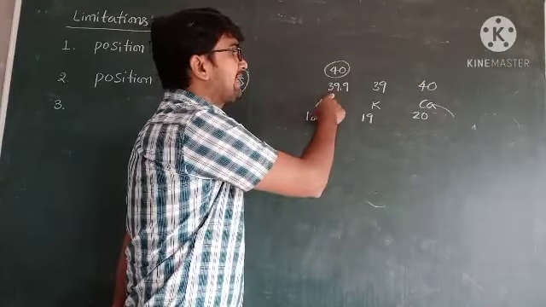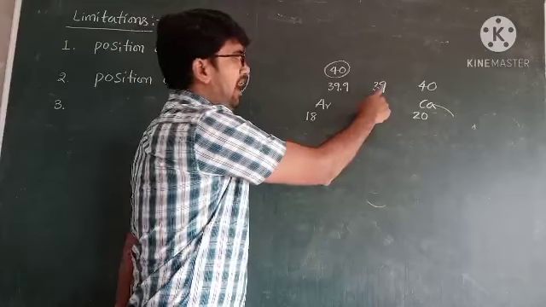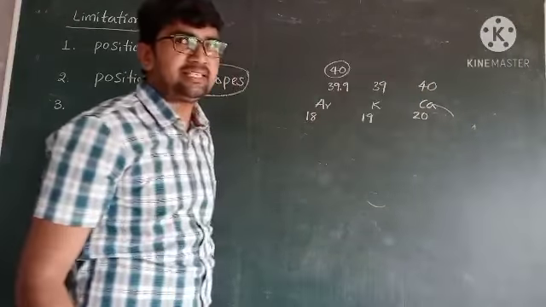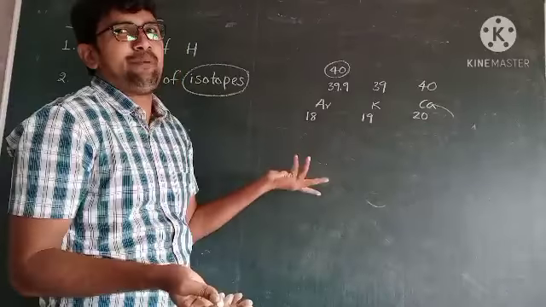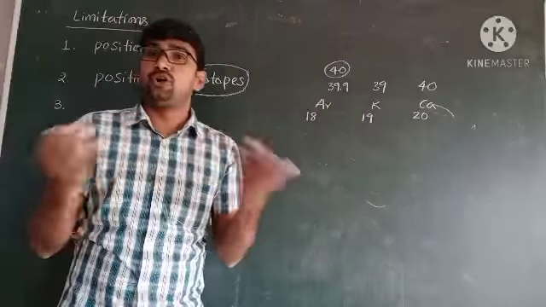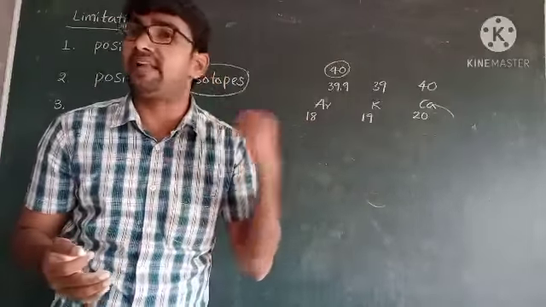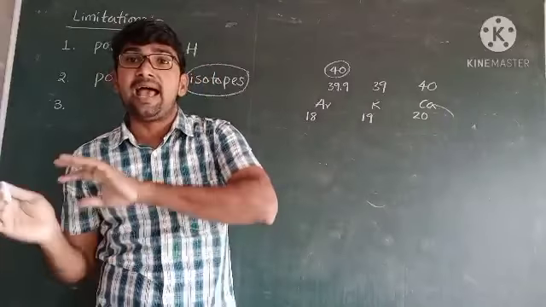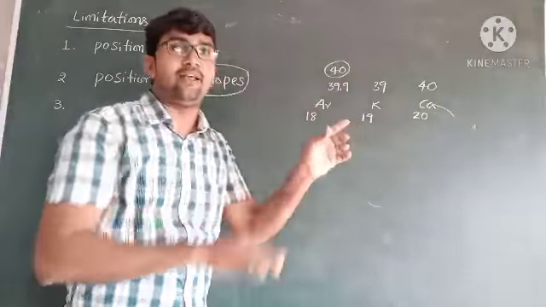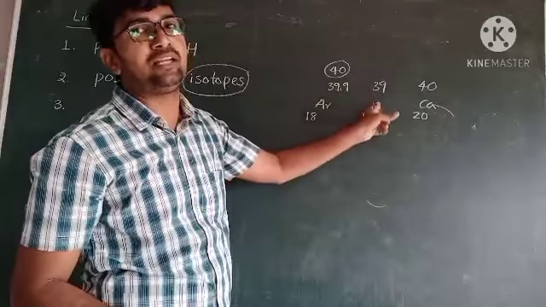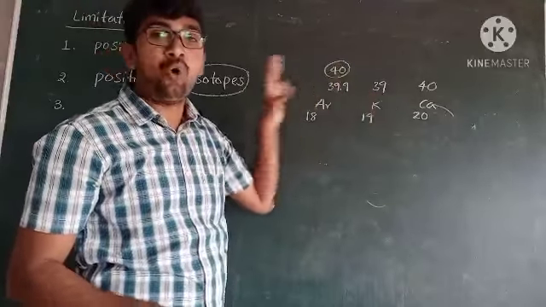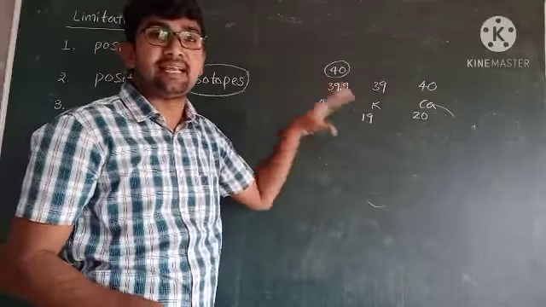Once check this order: 39.9 is a greater value than 39. After 39, 40 is coming. Is it ascending order? Is it descending order? There is no perfect order. But we know that Mendeleev arranged the elements based on their atomic weights in ascending order, from lower to higher. But here, higher to lower is present. 39.9 to 39 is coming. So how can you arrange like this?